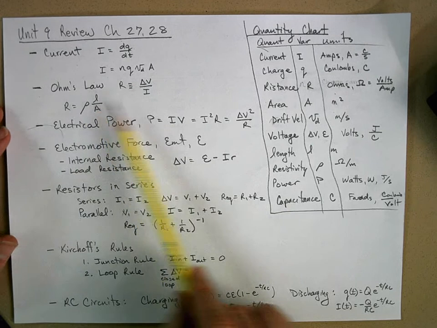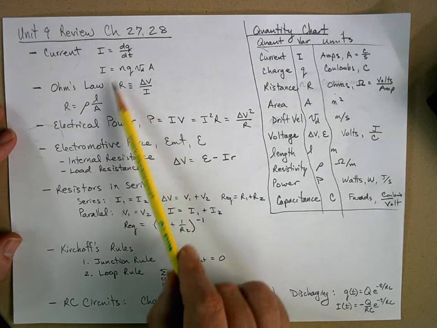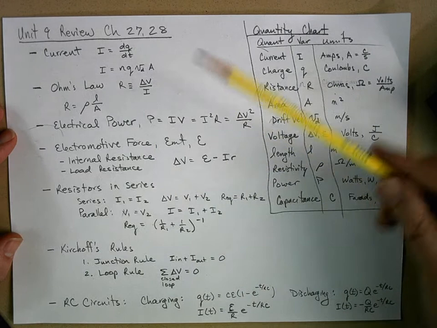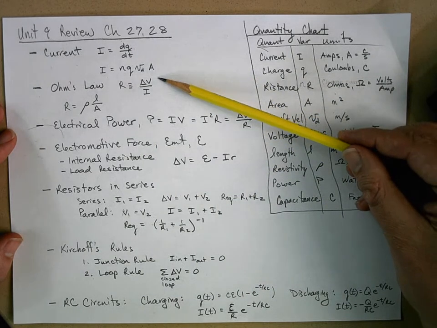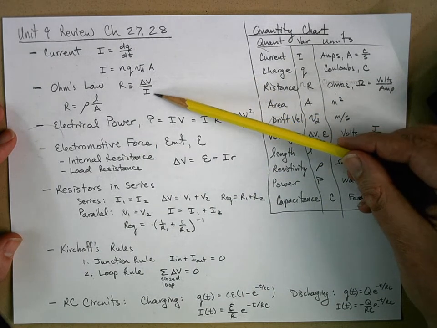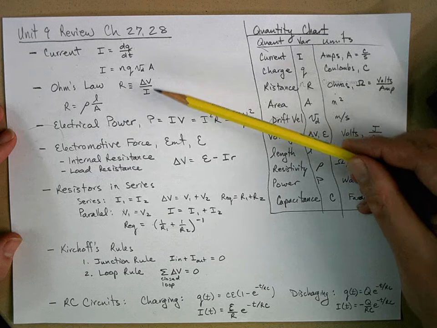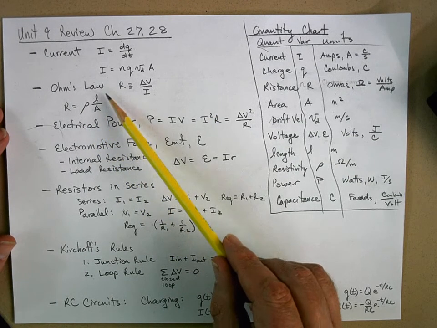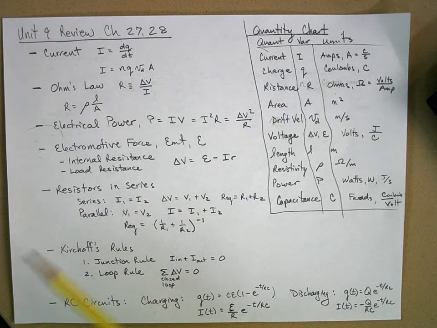Then we have Ohm's law. Ohm's law defines resistance for us. The resistance of a conductor is the voltage it takes to get an amp of current to flow through it. And then we'll also talk about it in terms of the resistivity of the material, the length, and the cross-sectional area of the material.